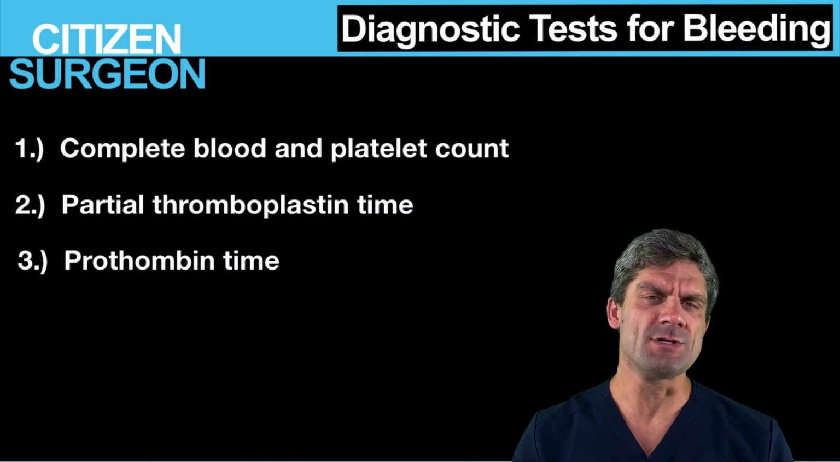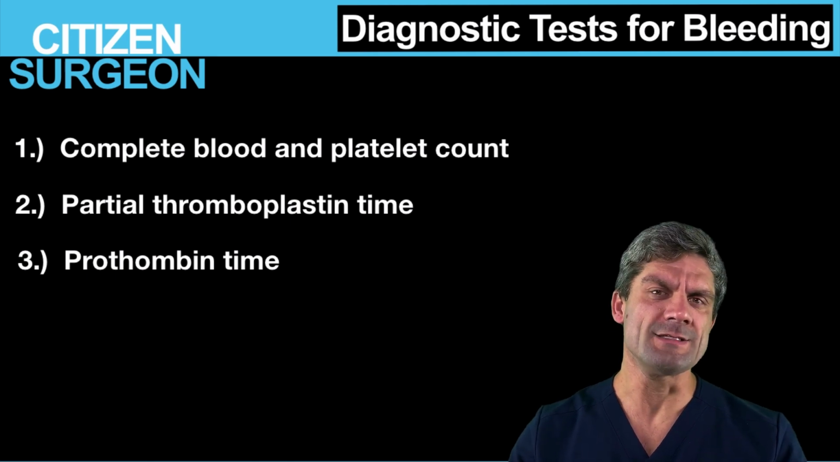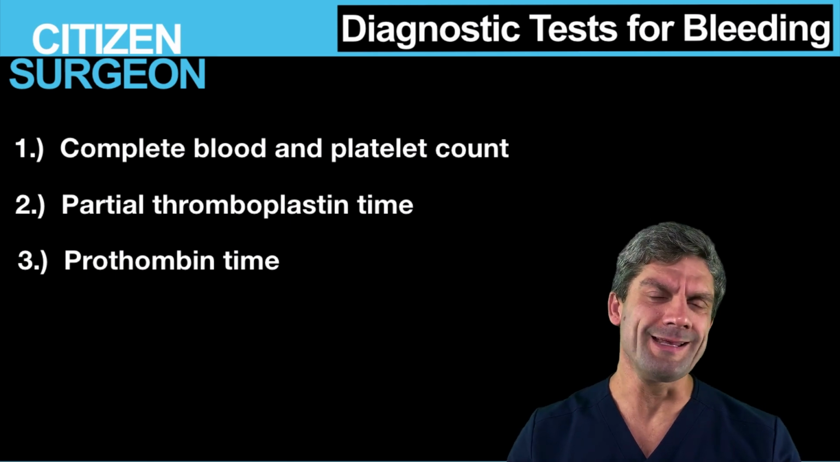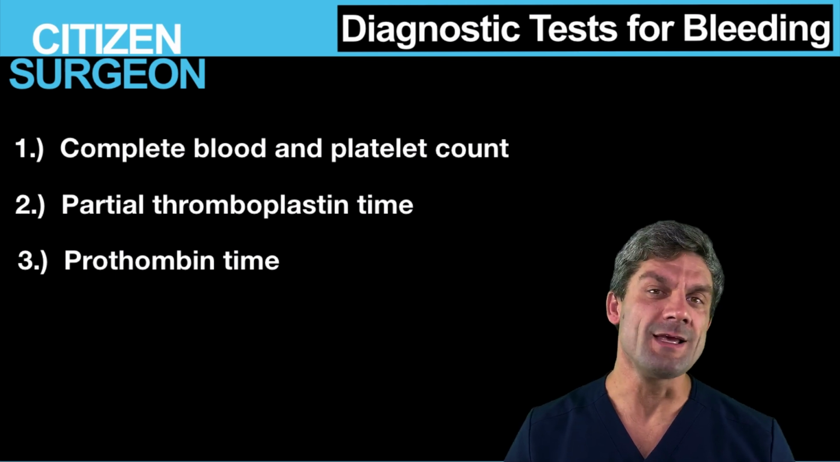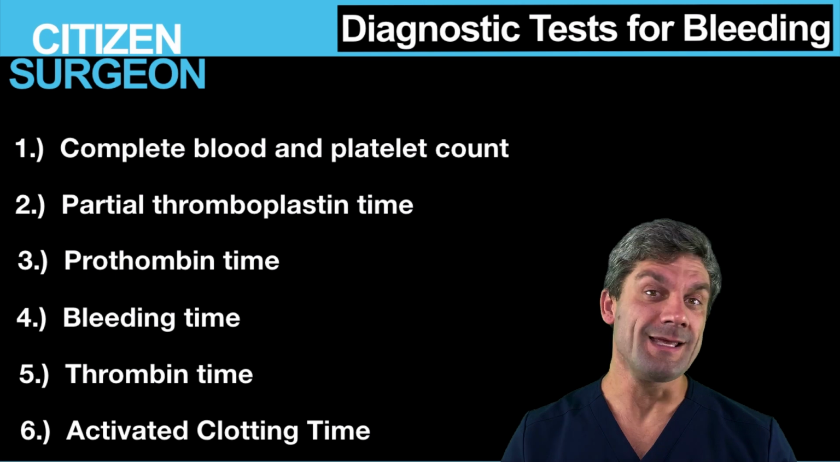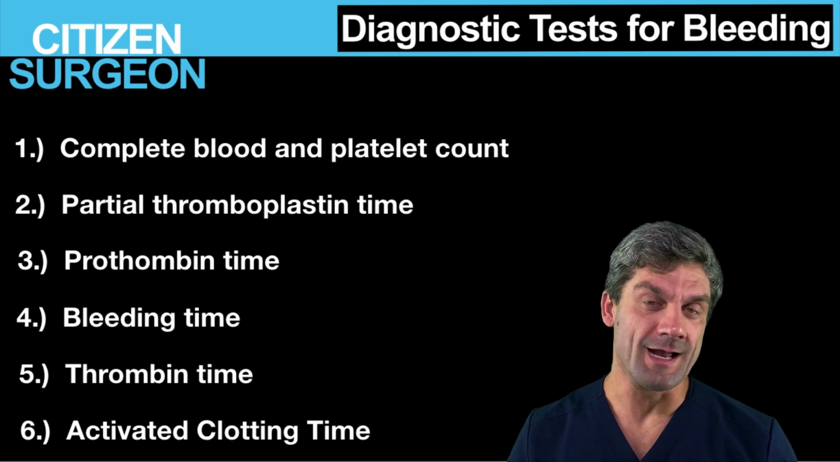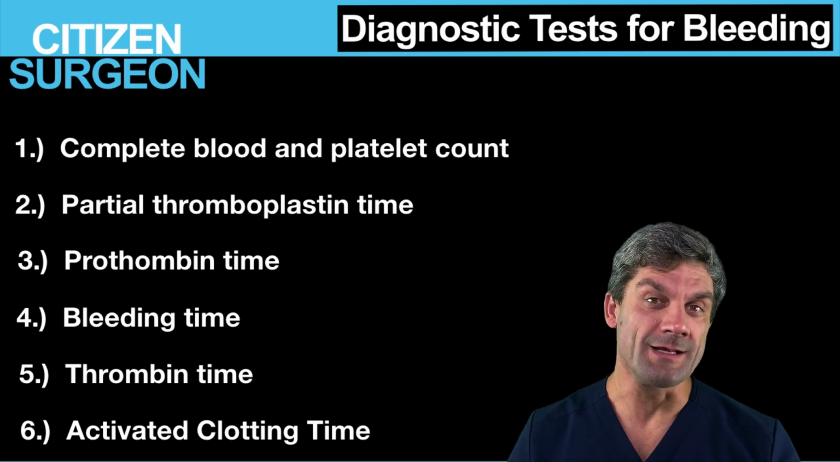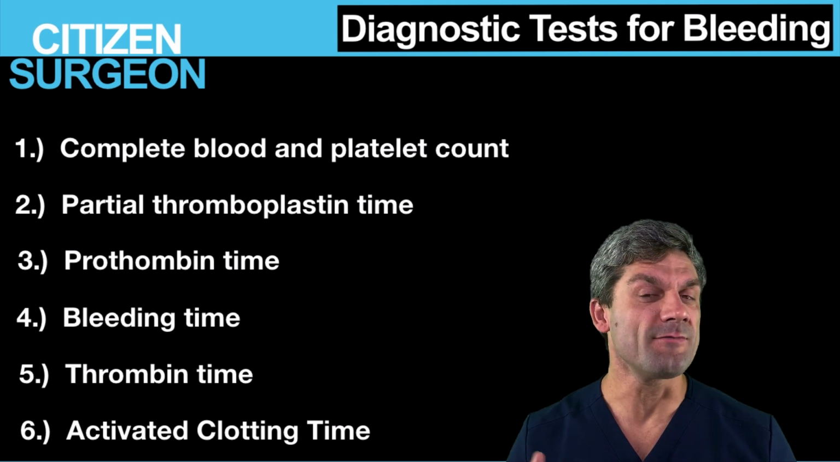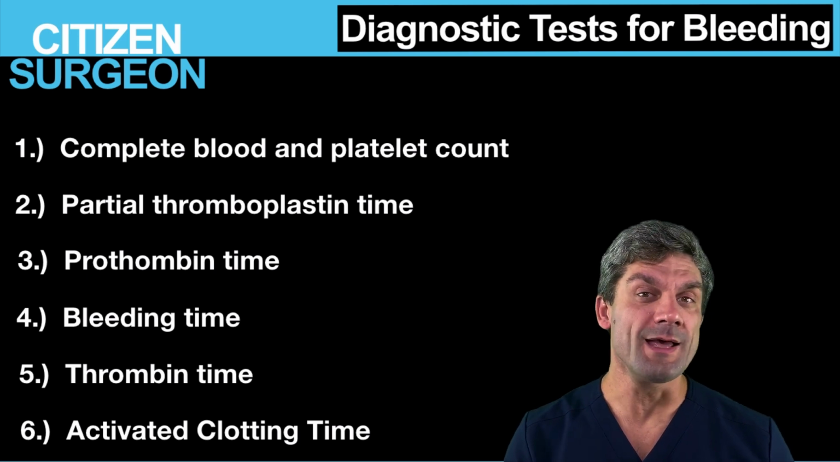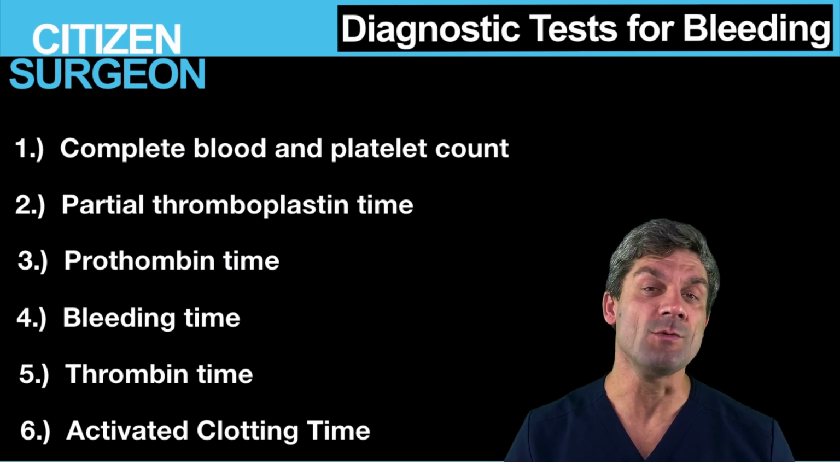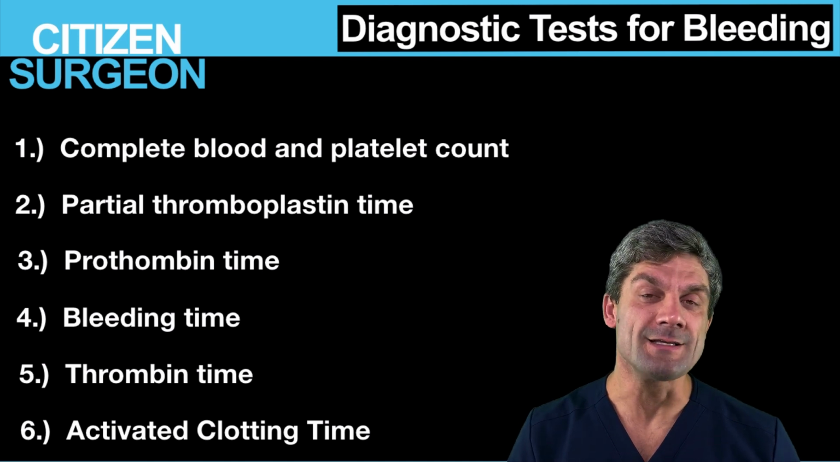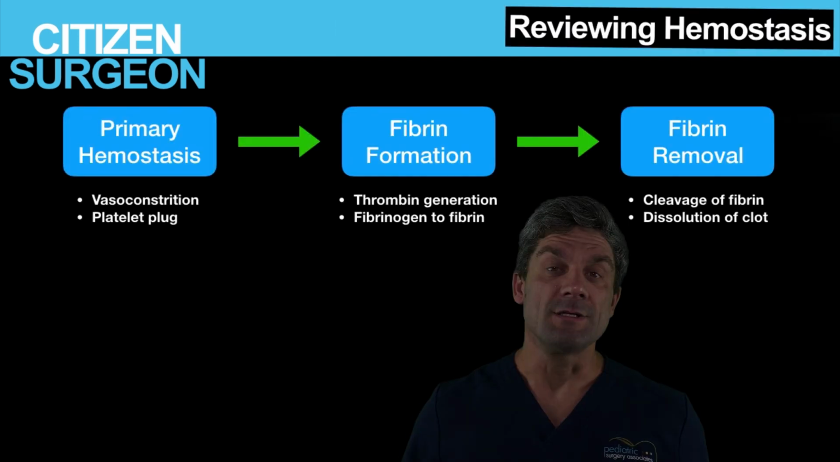If those come back abnormal, or you have some specific concerns that we'll talk about, for example, a specific concern about primary hemostasis or recurrent bleeding early after a clot is formed, there are some other tests you can get. So these might be the bleeding time, the thrombin time, or the activated clotting time. There are some additional tests, but the first ones, a CBC with platelets, a PTT, and a PT, would be your initial diagnostic tests for concern of bleeding. So let's kick it back here.